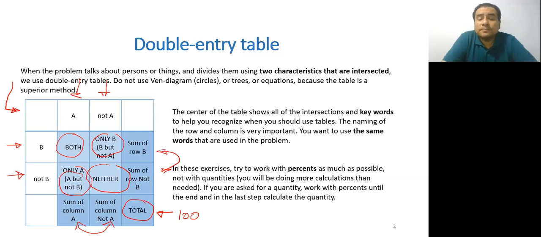So let's take a look at the names of the columns and rows. Here, the names should represent the names of the characteristics that intersect. So you have to take a look at keywords in the problem to help you recognize when you use the tables, okay? And most likely, it's better if you use the same name of the characteristics, or at least a capital letter with the initial letter of each keyword for saving time.